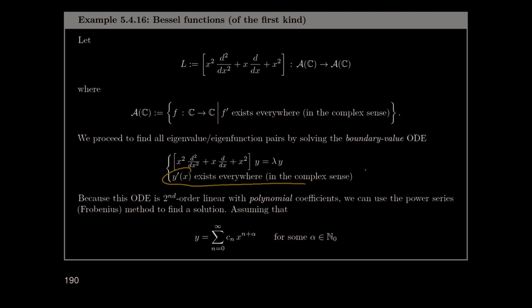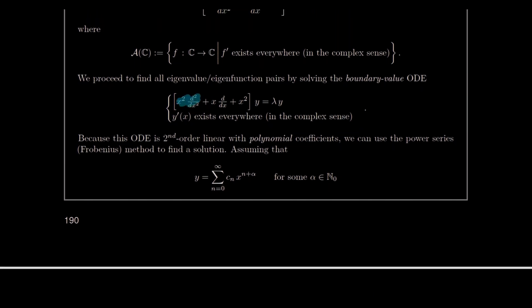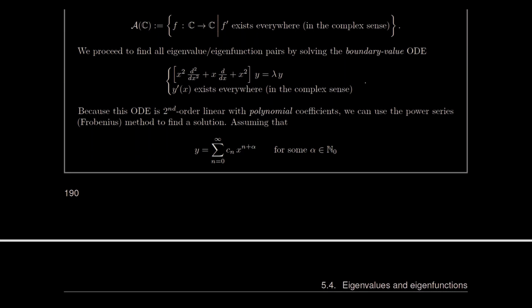In particular, my boundary condition, or my external condition, is that the derivative exists everywhere in the complex sense. I can try to solve this equation the same way I did before with the power series method. It turns out in this case the Frobenius method is going to be to my advantage, just because I've got these x squared sitting out front, so there's a good chance that my solution is going to have to be multiplied by a higher power of x. That's called the Frobenius method, where you give yourself the extra availability of having alpha in the integers, in addition to your regular power series.